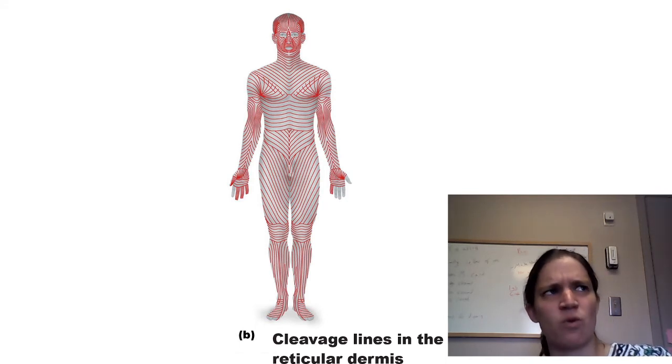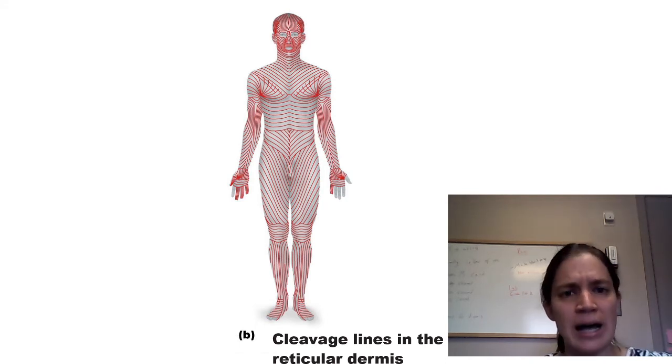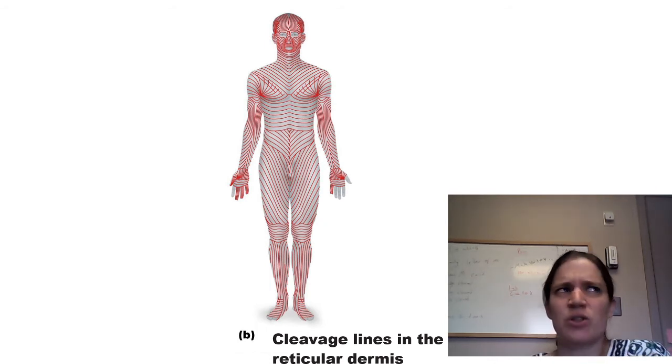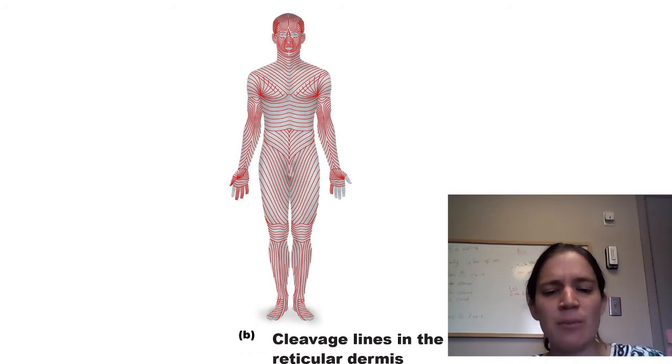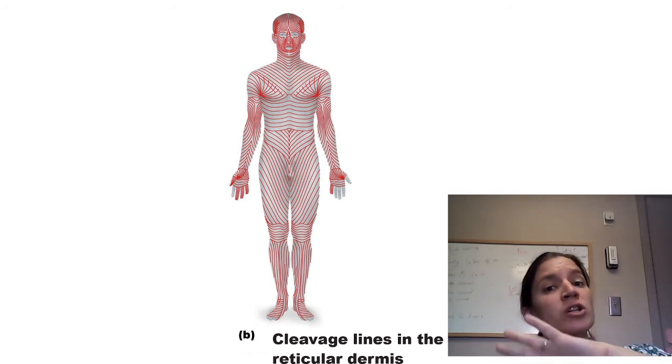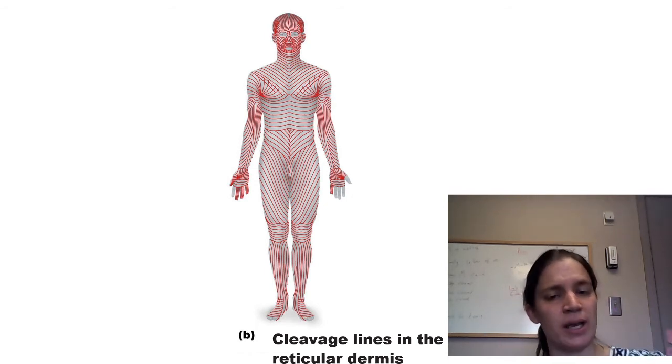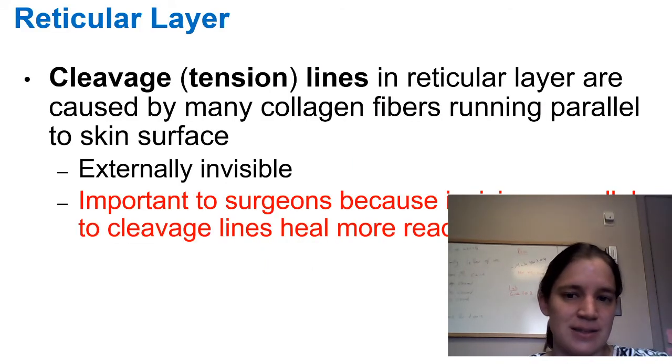You might have noticed this before, that sometimes you can get two different cuts and they're both equally deep, but one of them scars over dramatically and the other one you can't even notice. And that has a lot to do with the way the collagen fibers in the dermis are running. Are you cutting with them or are you cutting against them? It's just a side note.